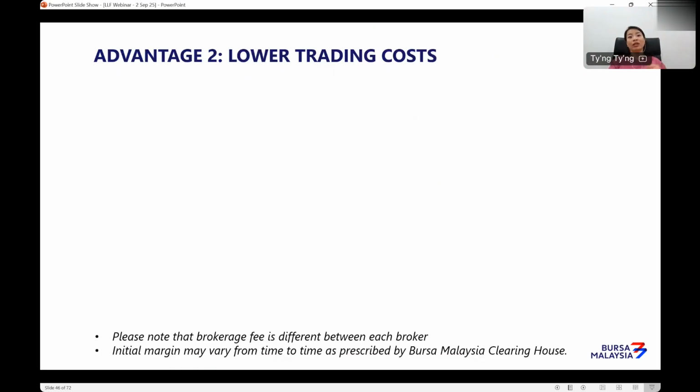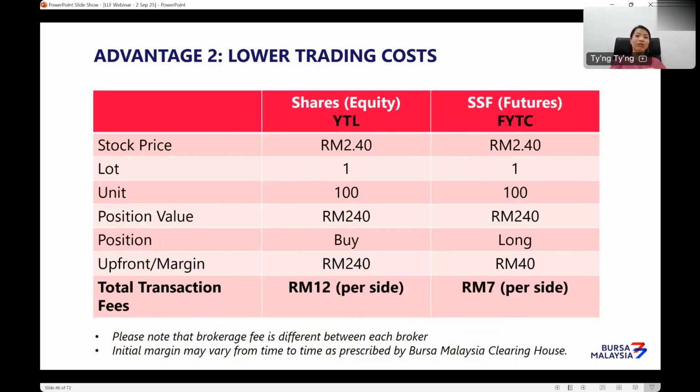Now, the second advantage will be lower trading costs. For example, if you compare YTL and FYTC, which is your futures, the stock price is the same, $2.40, the lot will be the same, and the units will be the same, 100 shares. Your position values are the same, 240. Your position, buy and long, is also the same, but the highlight will be here.